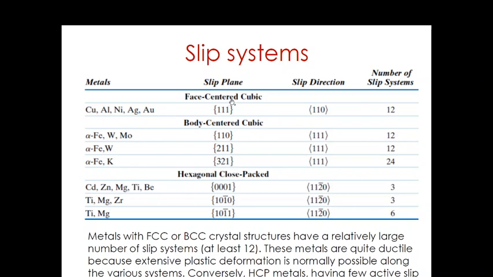Metals with face-centered cubic structure or body-centered cubic structure have a relatively large number of slip systems, at least 12. You can see these metals are quite ductile because extensive plastic deformation is normally possible among the various systems. So slip systems are very important in the plastic deformation process. A high number of slip systems means more dislocation movement, and more dislocation movement means more plastic deformation. Conversely, HCP has few active slip systems at room temperature, so that's why they are normally quite brittle.